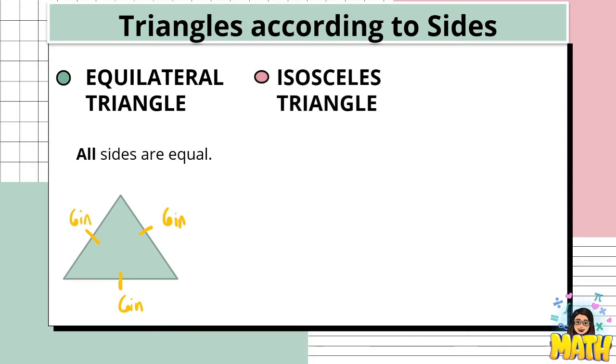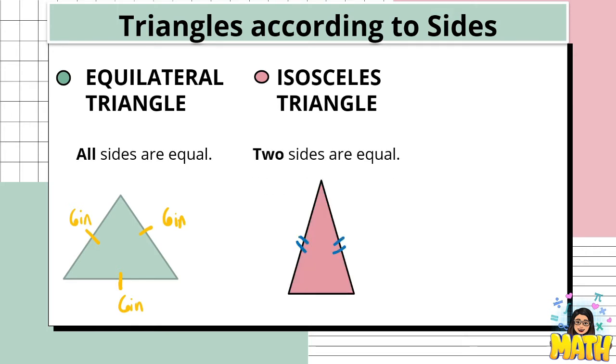Next, for the isosceles triangle, only these 2 sides are equal to each other, while the last side is not equal. We can have the sample measures 8 inches for 2 sides, while the other one will not be equal to 8. So that is for isosceles triangle.